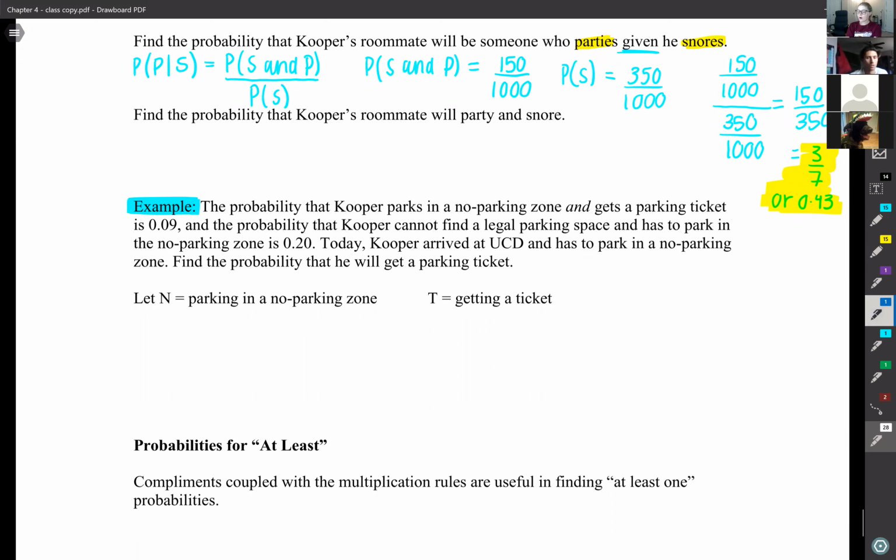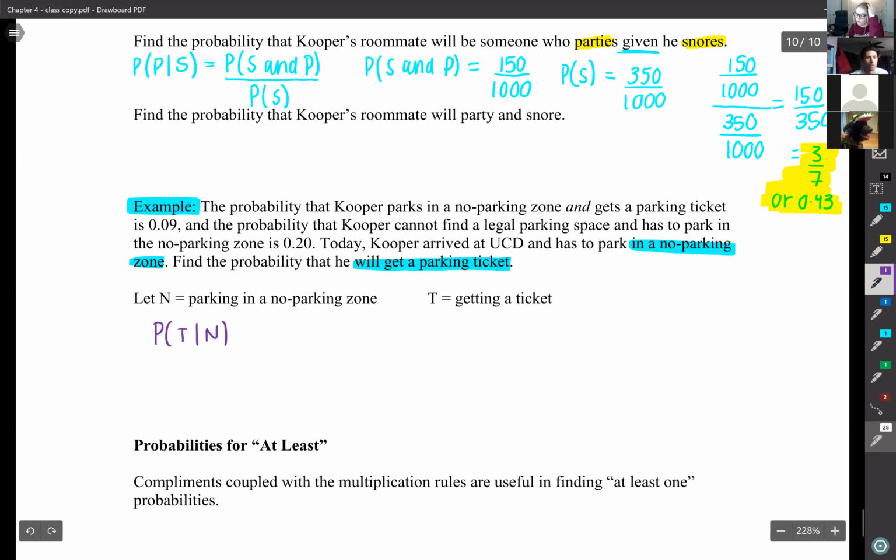The probability that Cooper parks in a no parking zone and gets a parking ticket is 0.09. And the probability that Cooper cannot find a legal parking space and has to park in the no parking zone is 0.20. Today, Cooper arrived at UCD and has to park in a no parking zone. Find the probability that he will get a parking ticket. So first of all, we know that he had to park in a no parking zone. And we want the probability that he will get a ticket given that he had to park in the no parking zone. So down here, we've defined N to be parking in a no parking zone and T to be getting a ticket. So really what we're asking is the probability that he gets a ticket given that he had to park in the no parking zone.